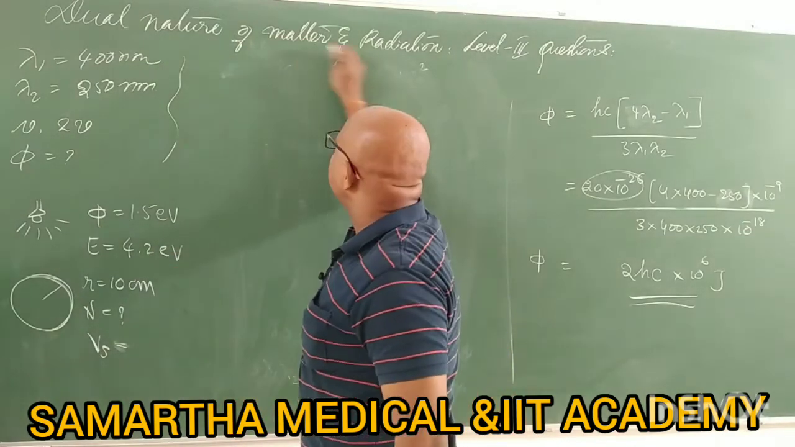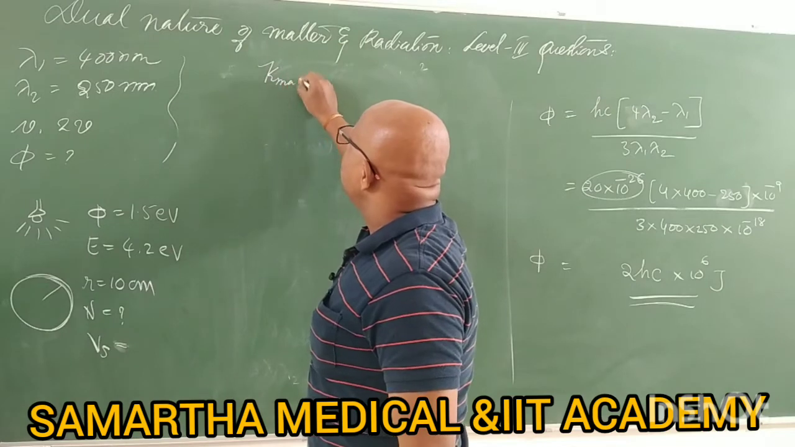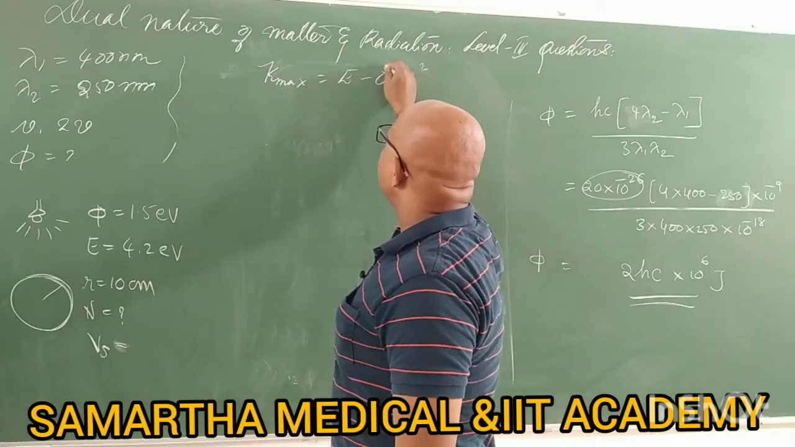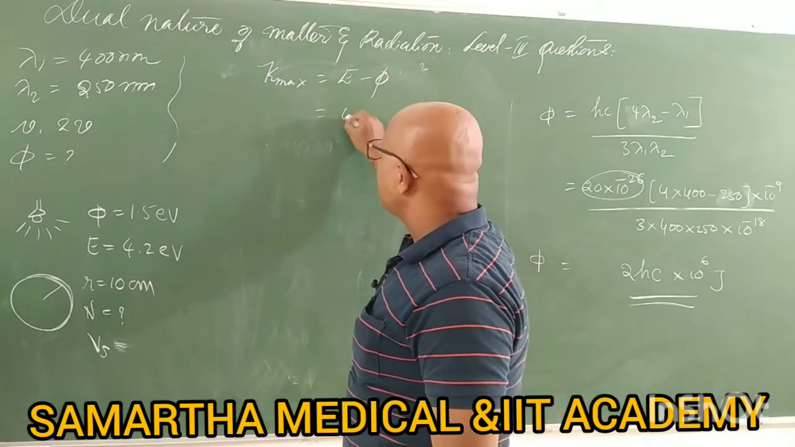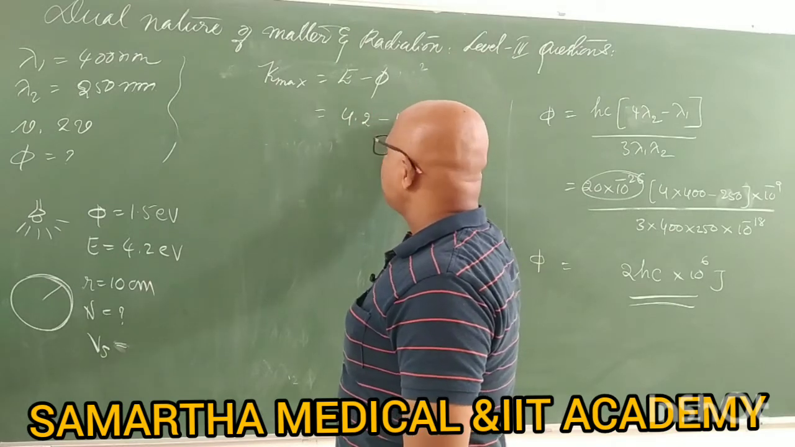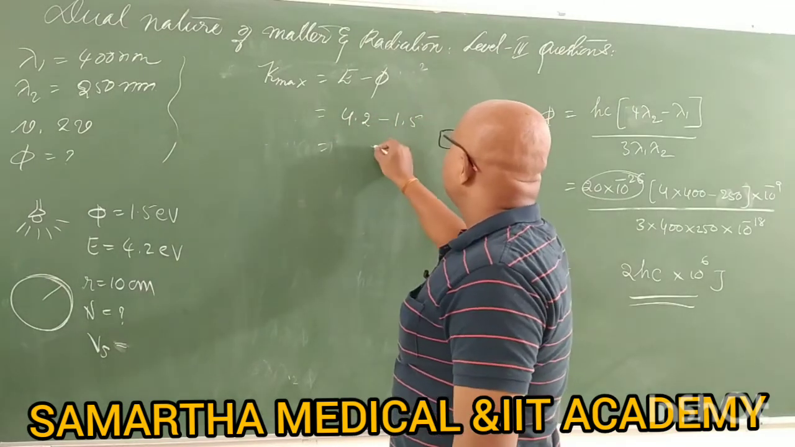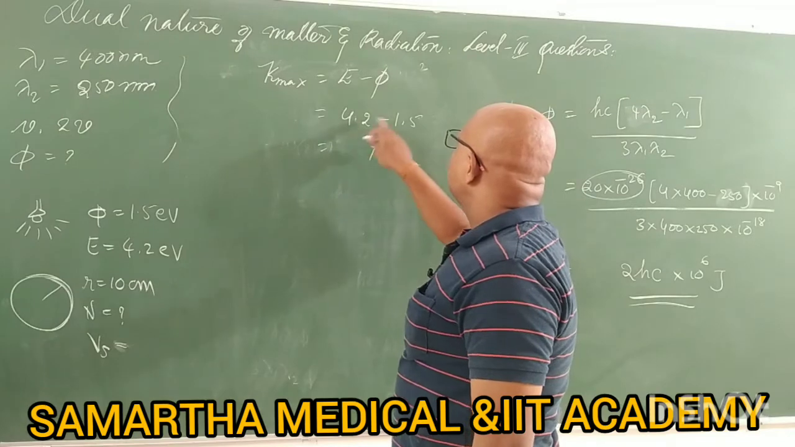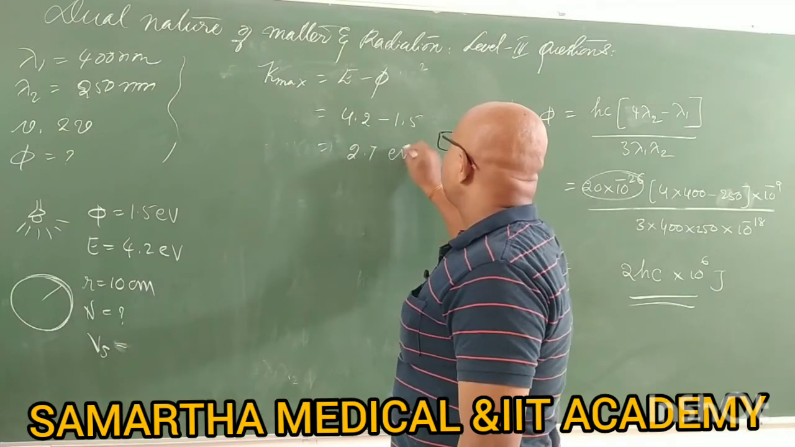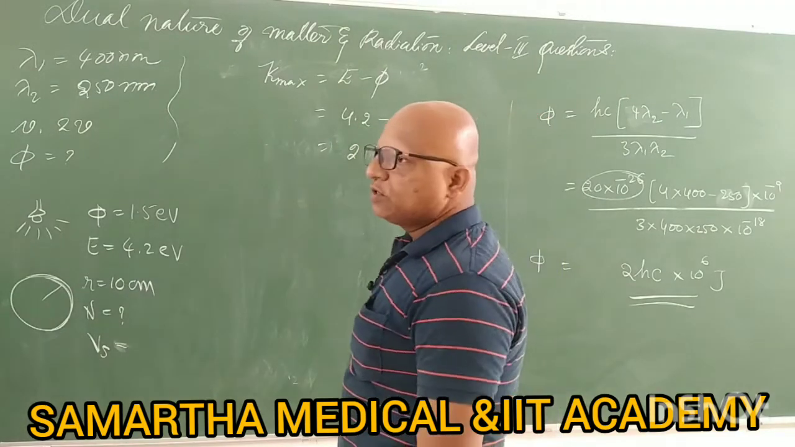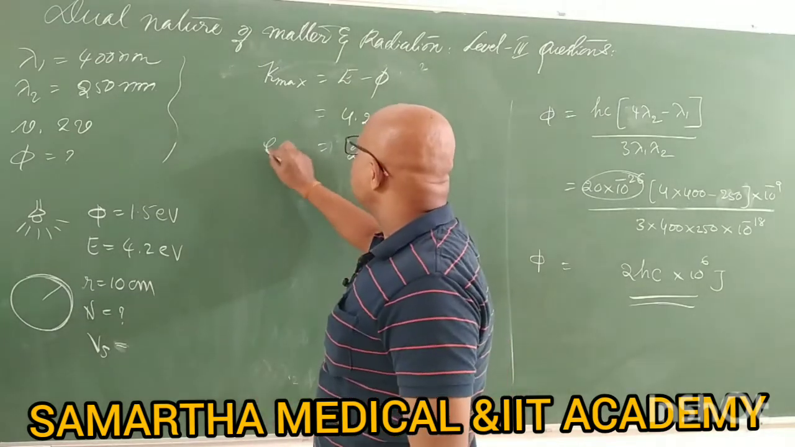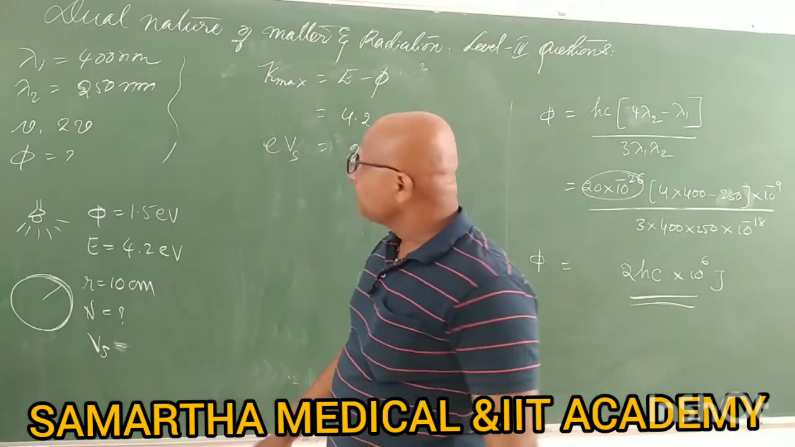So let's directly calculate the Kmax. Kmax is equal to energy minus work function. Energy is how much? 4.2 minus 1.5. If you subtract, 2 minus 5 is 7 and 3 minus 1 is 2. It is 2.7 eV is the answer for Kmax. So what is Kmax actually? Kmax is eVs, as you know already.